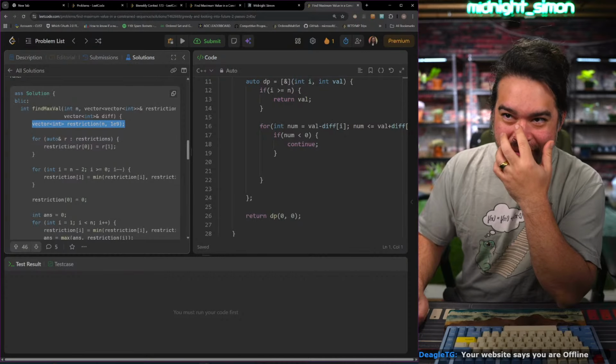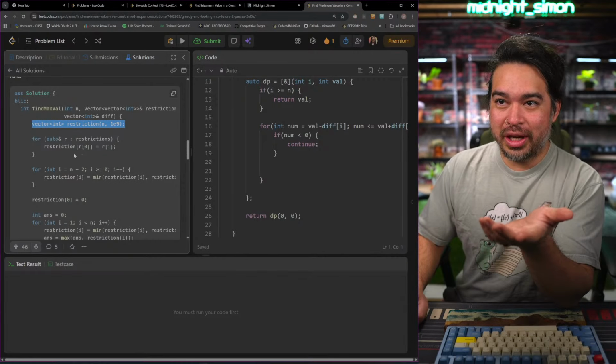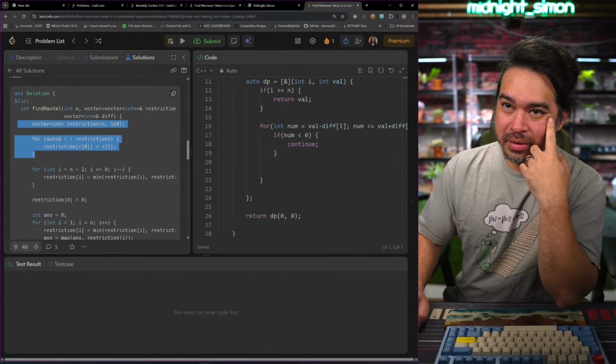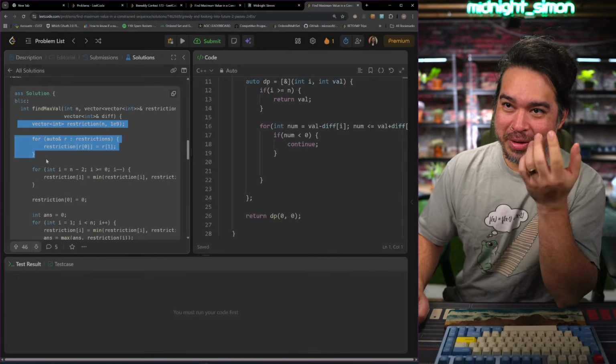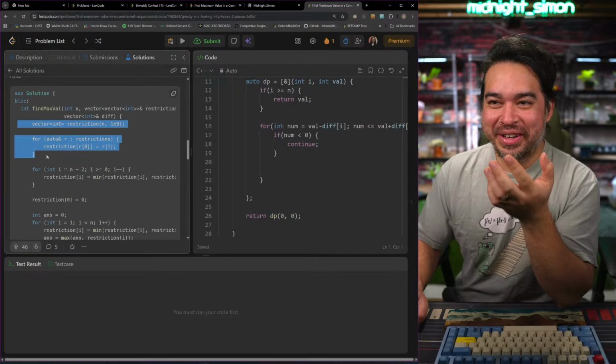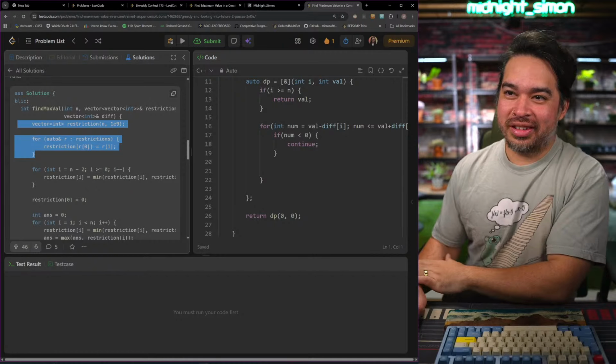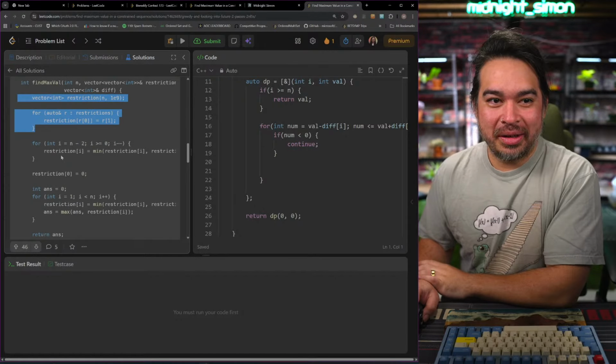What the hell did they do here, man? That's crazy. I mean, I guess it might be faster than a map, but still, it's a little bit wild, I think.